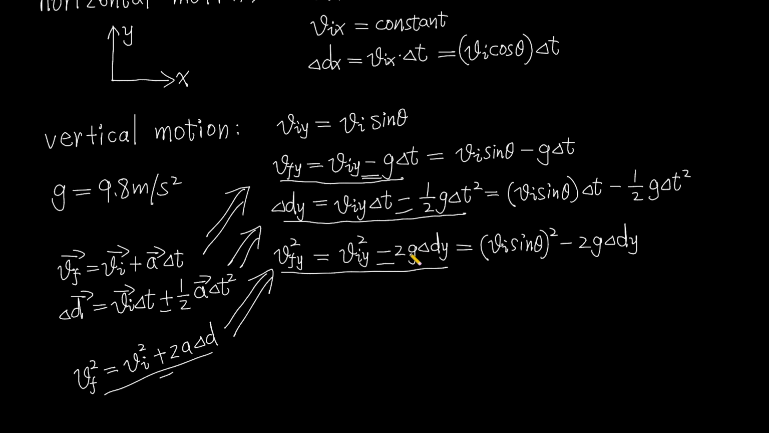It's because the direction of the gravitational acceleration is down, but the positive direction here is up. So the actual direction of the gravitational acceleration is opposite to the positive direction. So here it is minus.